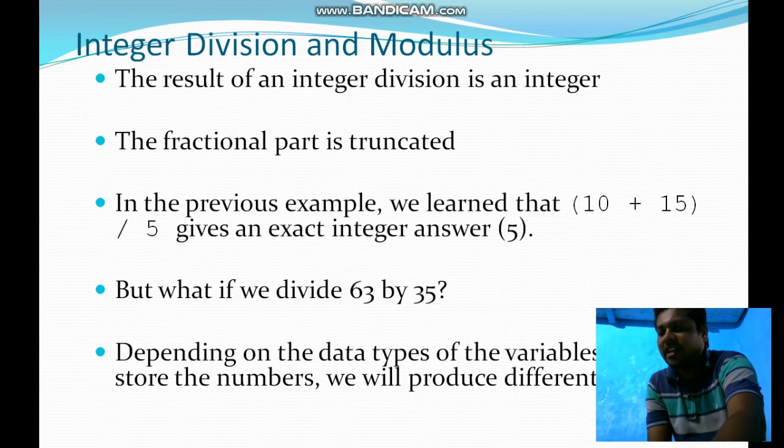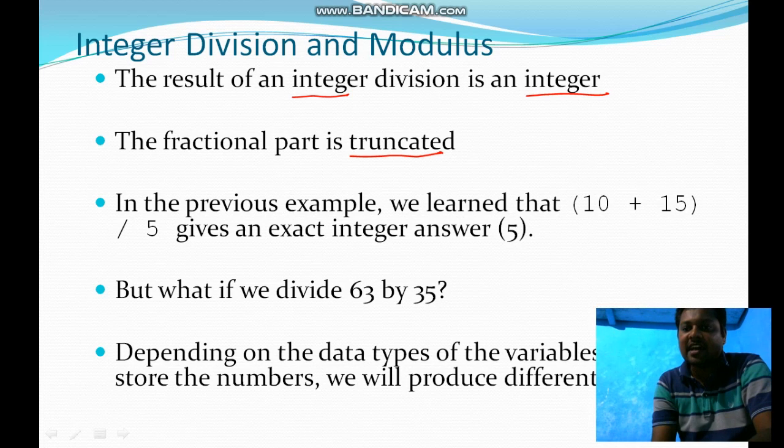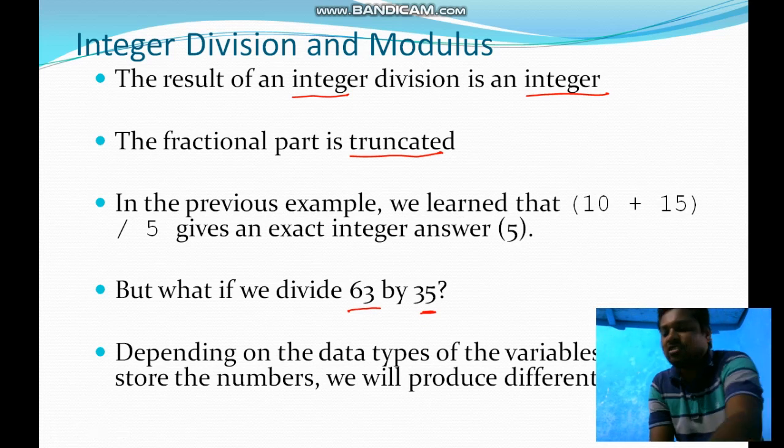Next, we have to know integer division, because it is very important. The result of integer division is always an integer. There may be possible questions on it, so always keep in mind that the result of integer division is always an integer. The fractional part will be truncated or eliminated. I'll show an example: 63 divided by 35.